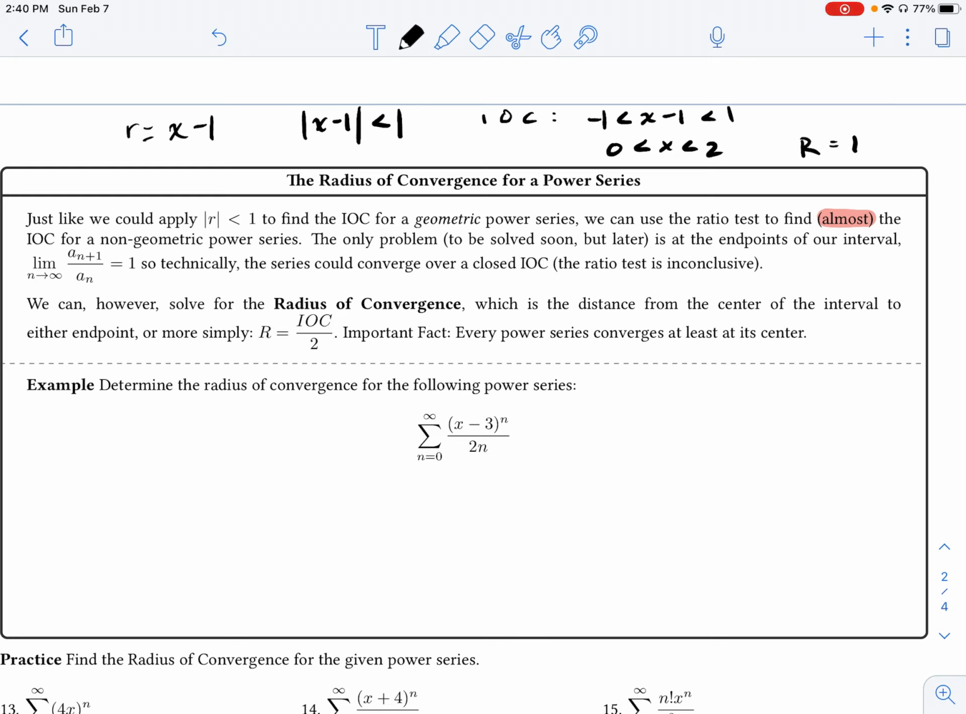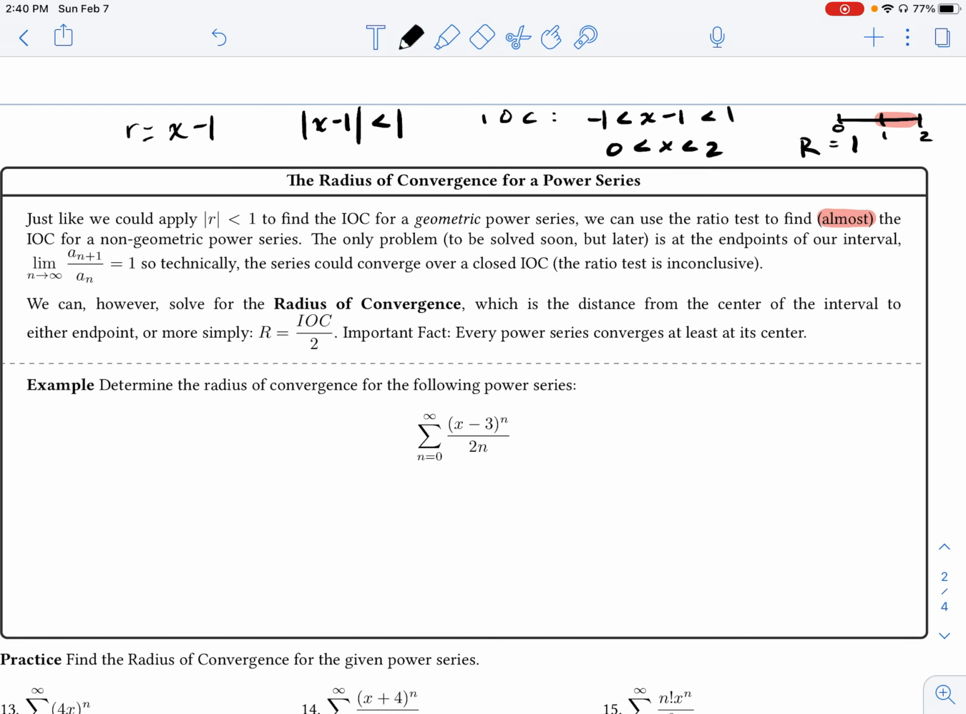It's the distance from where the function is centered, which in this case was centered at 1, to its endpoint, from 1 to 2. If I were to draw this out, I would say something like: centered at 1, it goes to 2, and then it goes to 0 here as well, right? So we're talking about this distance from the center to its endpoint.